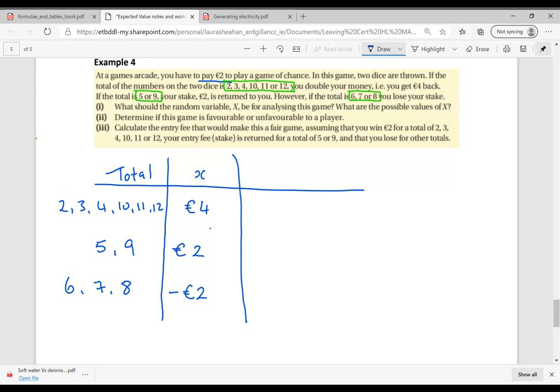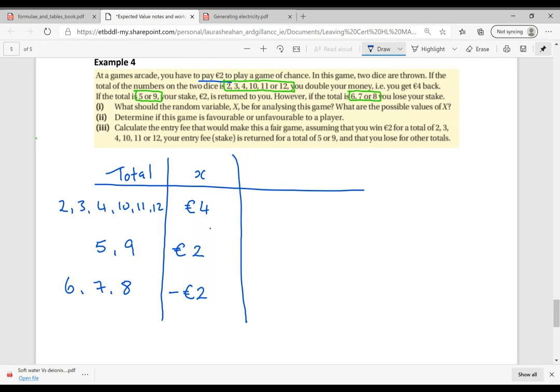Like I said, you'll get the exact same thing by doing a long table with each of your individual numbers and writing 4 beside the 2, the 3, the 4, the 10, the 11, the 12, writing €2 beside 5 and 9, writing minus €2 beside 6, 7, and 8. But then you've got a huge number of probabilities, first of all, to calculate, and a huge number of calculations to do. Okay, so hopefully that makes sense there in grouping them with the same values. So 2, 3, 4, 10, 11, and 12, for each of those I would get the same value. For 5 and 9 I get the same value, and for 6, 7, and 8 I get the same value.